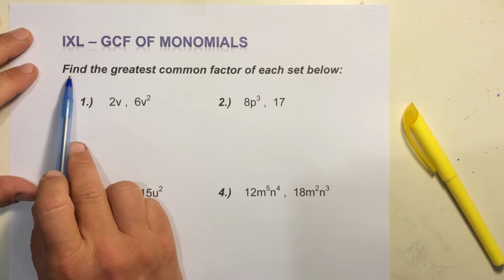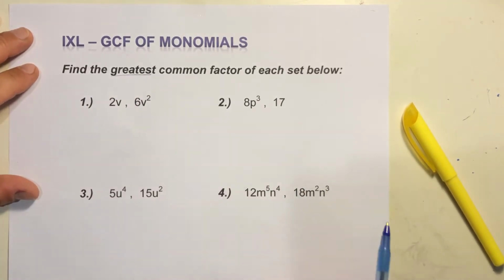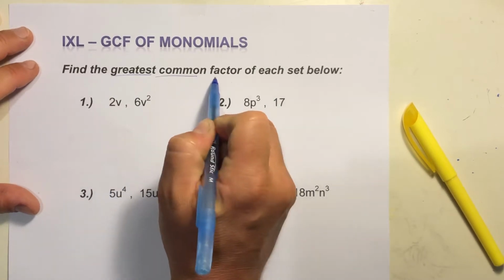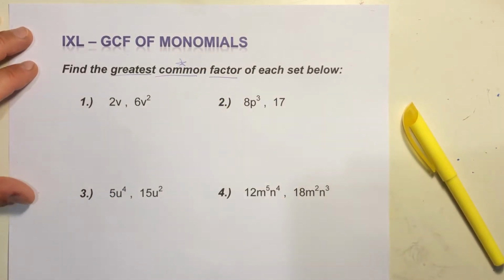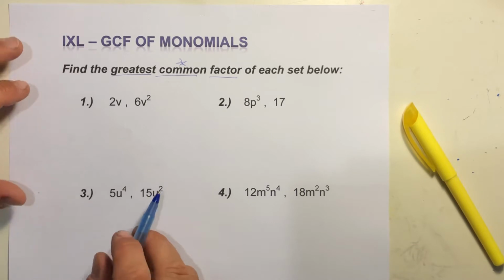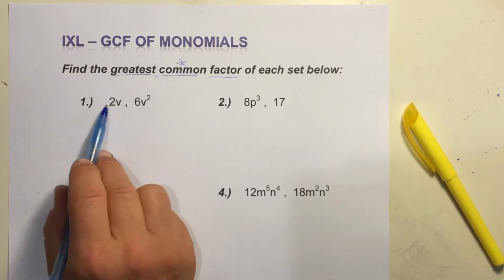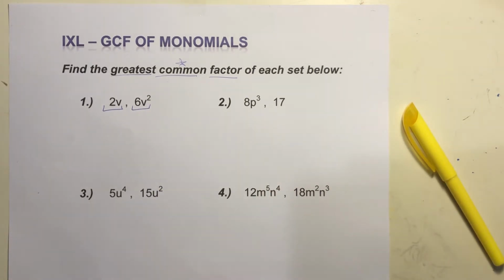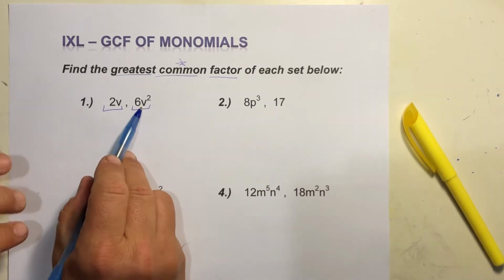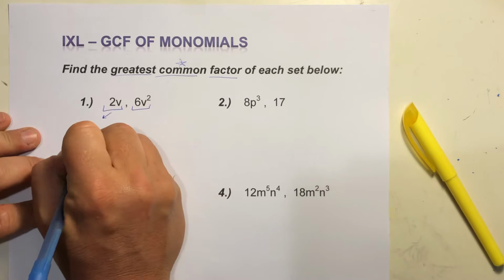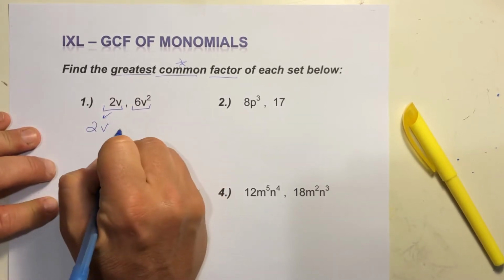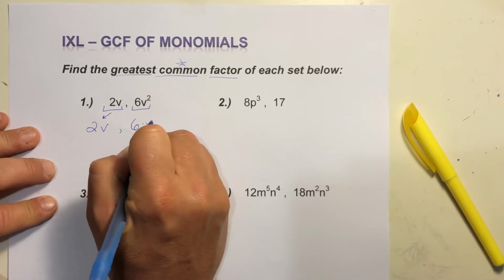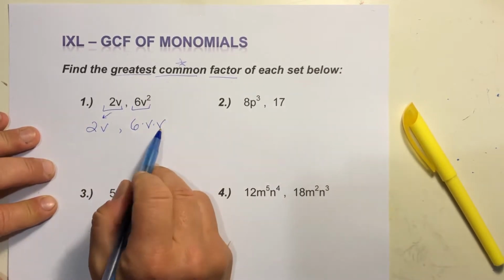So what we're supposed to do is find the greatest, not just one factor, the greatest common factor. So it's in common, so it's got to be in both. We have a set of two monomials here, right? A monomial is a one-term polynomial. So I have 2v and I have 6v squared. What I want you to remember is 2v means 2 times v, and 6v squared actually means 6 times v times v, right? Because that's v squared.